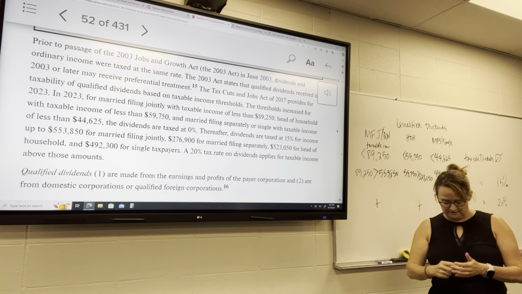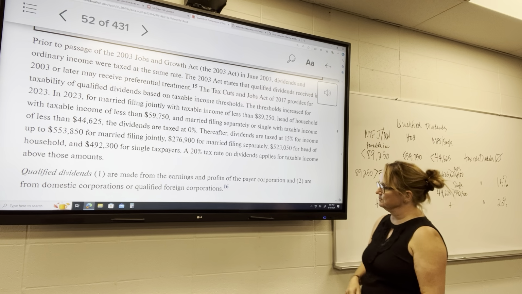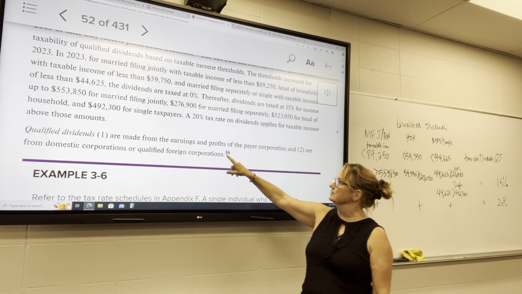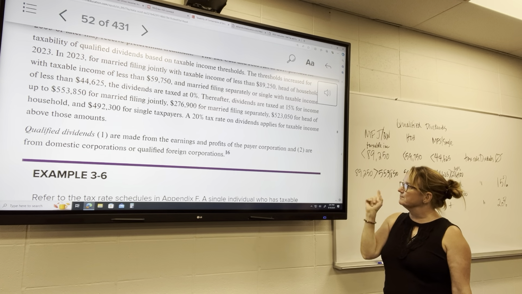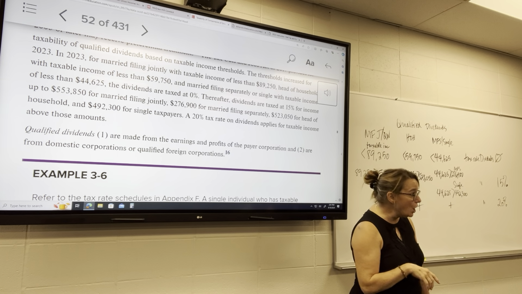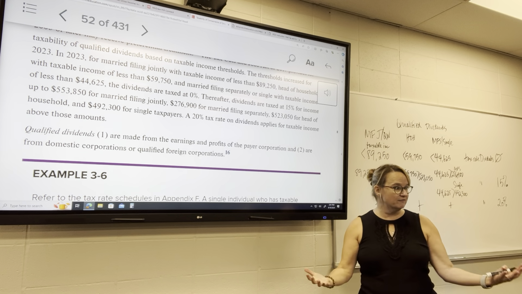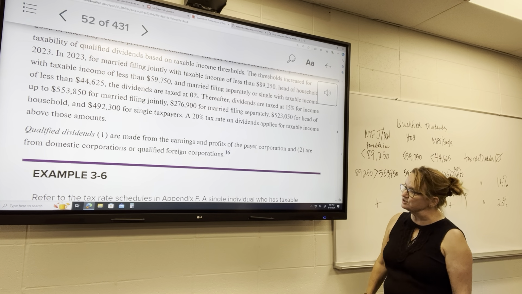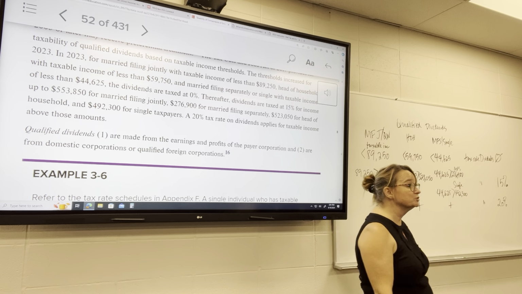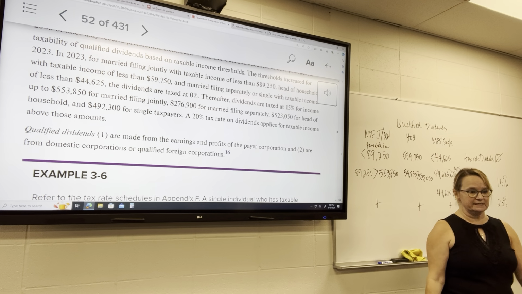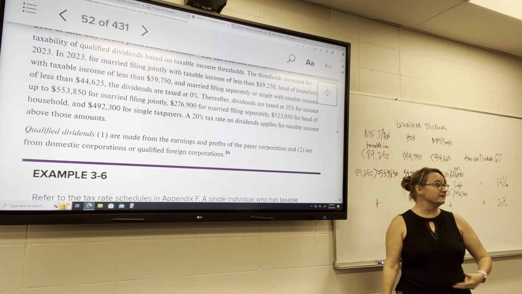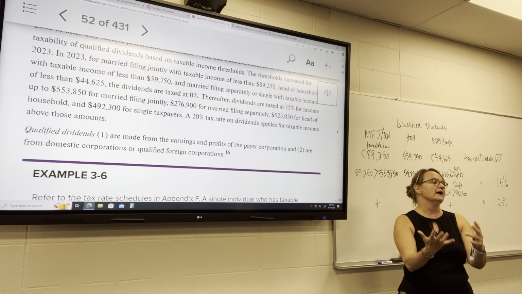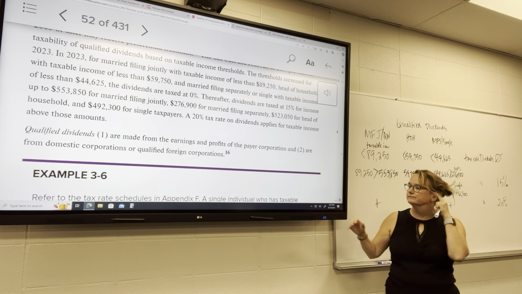So if it's not a qualified dividend, it doesn't get the benefit of those tax rates. What are qualified dividends? These are dividends that are paid from the earnings and profits of the payer corporation, meaning they didn't take out a loan to pay dividends. They have retained earnings. And they are from domestic corporations or qualified foreign corporations, which would be determined by the IRS, whether they fit that. If it's a qualified dividend, it's going to say so on the 1099. You don't have to determine whether it's a qualified dividend or not.